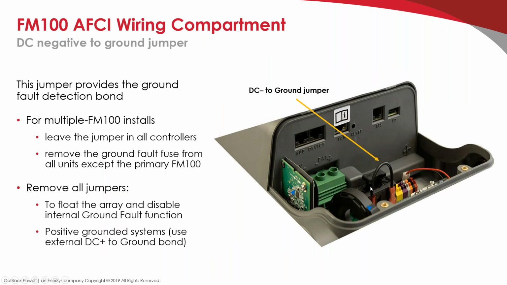This is the jumper. So remember, this jumper stays installed in all charge controllers except in positive ground systems. In multiple charge controller systems, you'll want to remove all but one of the fuses, which is in the little fuse holder behind the jumper. But the jumper stays installed in all charge controllers, even in multi-charge controller systems, unless it's positive ground, which is pretty unusual. We don't typically recommend positive grounded systems.